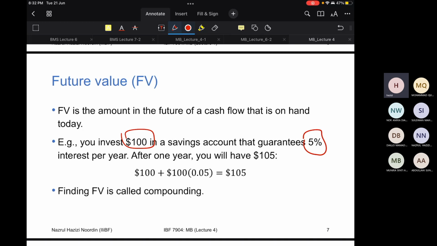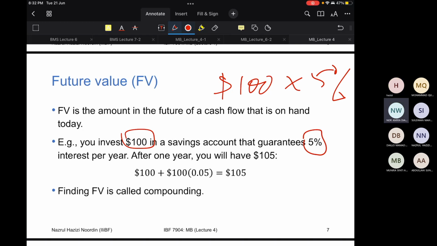Calculating the returns for a deposit is an example of calculating the future value. So let's say you have $100, and the bank promises you 5%. How much is 5% of $100? Quickly, anyone? 5 ringgit, right? Well, $5. So after 1 year, you will get 105. So this is what we call compounding. You will see that your money is growing because of the interest rate effect.